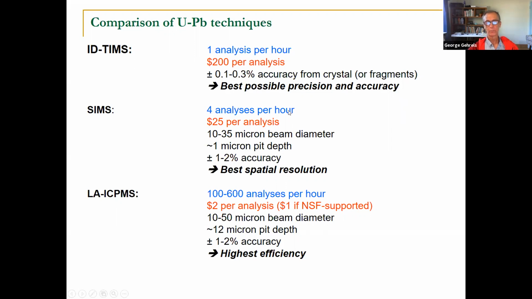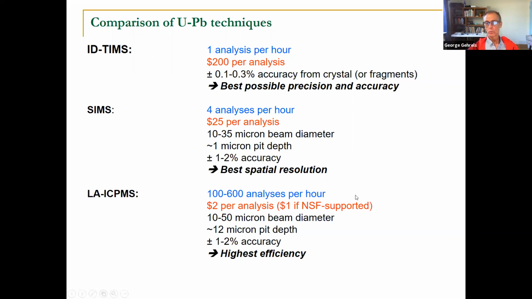So this is the best you can do in terms of precision, but it's going to take a lot of time and it's expensive. For ion probes, you do analyses a little faster. You get about 1 to 2% accuracy, but this has amazing spatial resolution. If you have a really complicated crystal, this is the best technique. You can analyze it atomic layer by atomic layer, really pick that crystal apart.